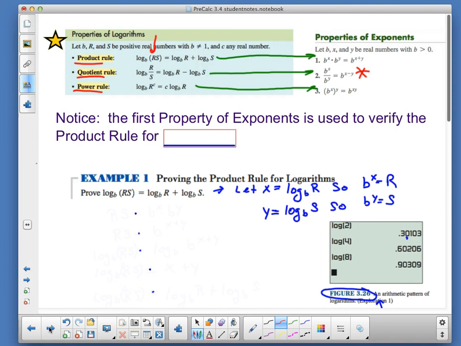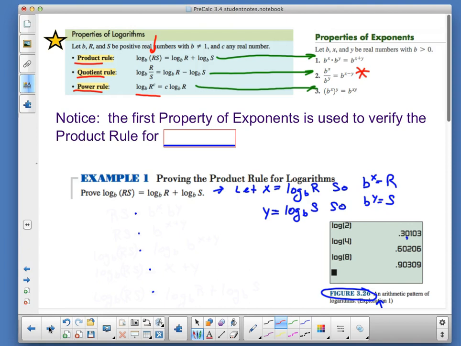The power rule: if I have log base b of r to the c power, c drops in front. We're raising it to that value, so we're just multiplying our exponent, whatever our value of our exponent is, times c, just like we would with the power rule. So there's a connection with it. There's a reason why we're doing those things.